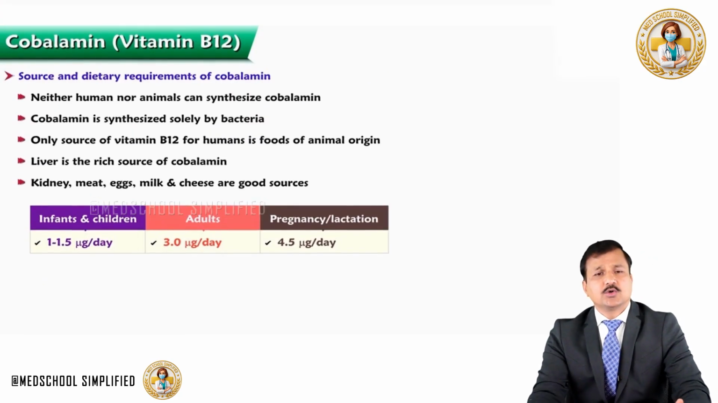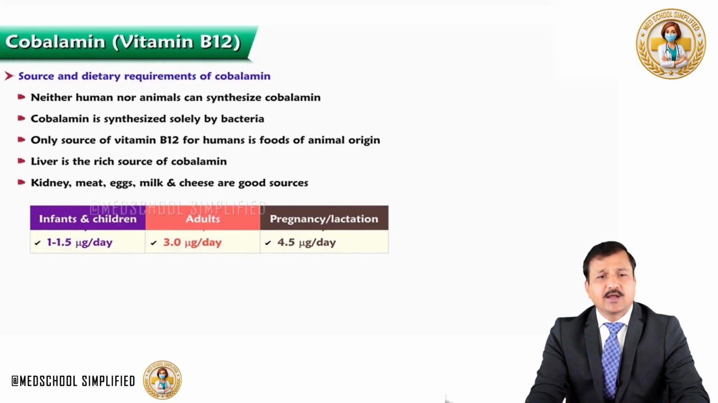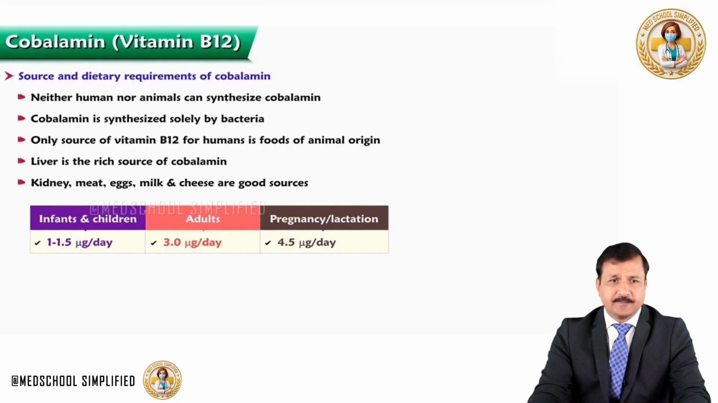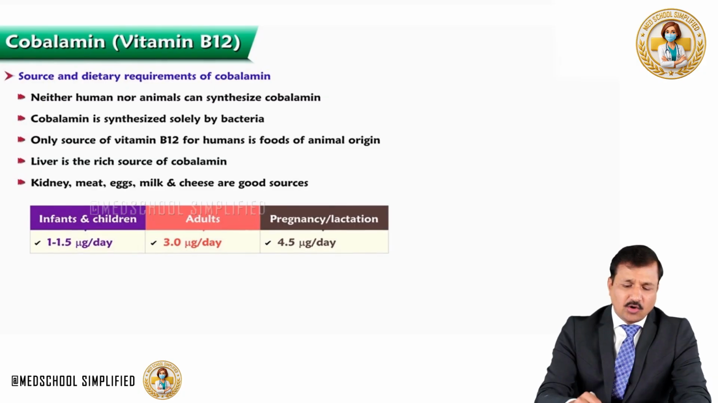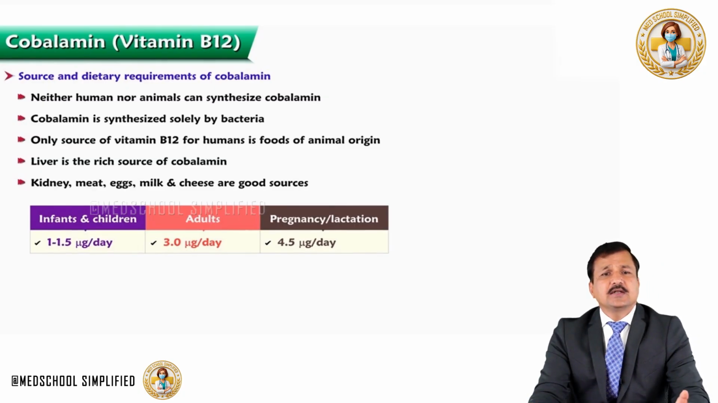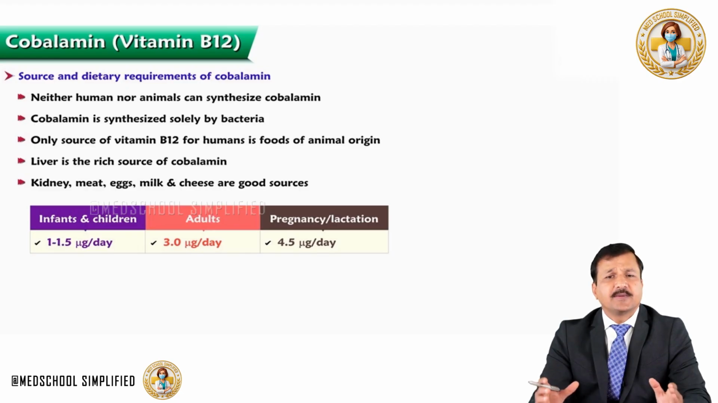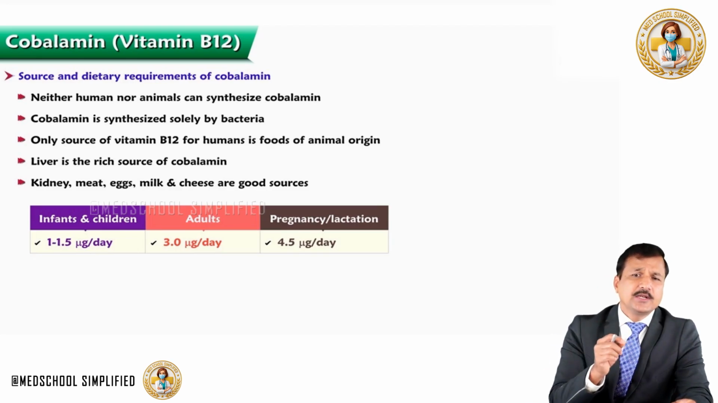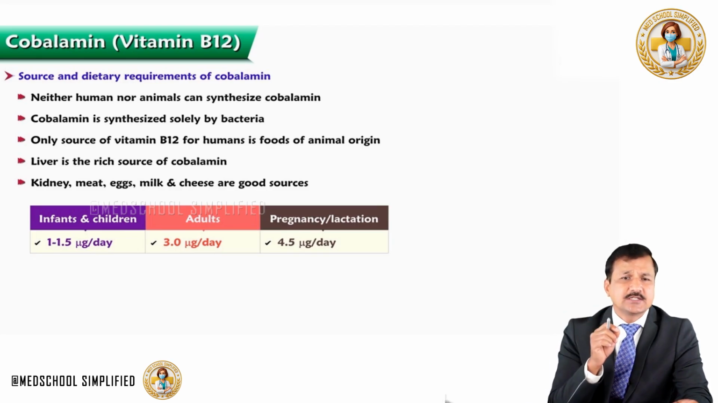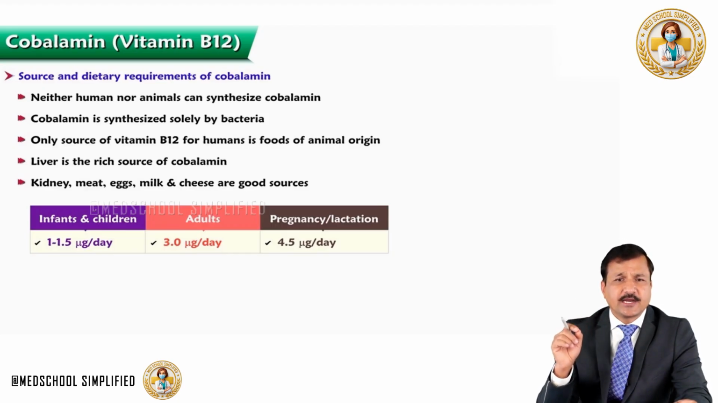Now, let us get into sources and dietary requirements of cobalamin. Note that cobalamin is neither synthesized in humans nor in animal cells, but it can be synthesized in the intestinal bacteria, especially in ruminant animals. So, neither humans nor animals can synthesize cobalamin. Cobalamin is solely synthesized by bacteria.